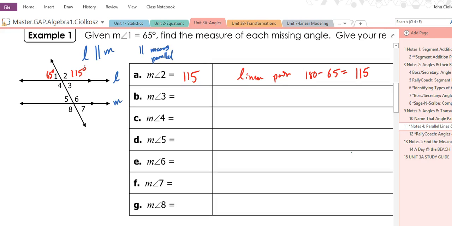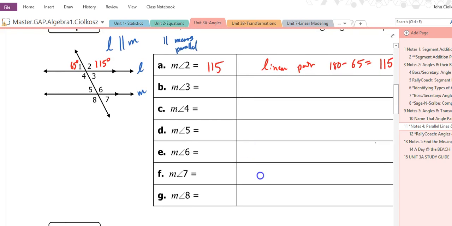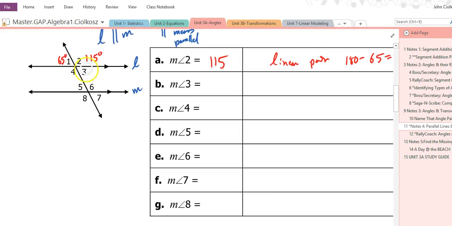Now, I'm going to show you how to do this using just that angle 65. There's a lot of ways you can go around this. You can use the idea of a linear parallel line, but let's use a different one. So angle 3, well, that's vertical with angle 1. So that's vertical angles. And those are the same, they're congruent. So that means angle 3 is also 65 degrees.